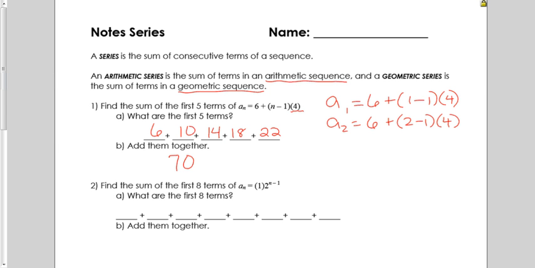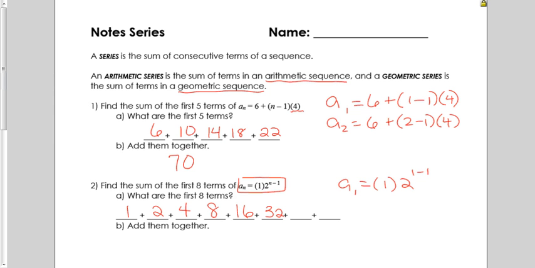In number 2, we have a geometric series. When it's written like this, I can see the sequence and the formula for the sequence. I'm supposed to find the first 8 terms. So I'm going to start out by plugging a 1 in for n in the formula. When I plug in a 1, I get 1 when I simplify. Then I plug in a 2 to get 2. I plug in a 3 to get 4. I plug in a 4 to get 8, and so on.